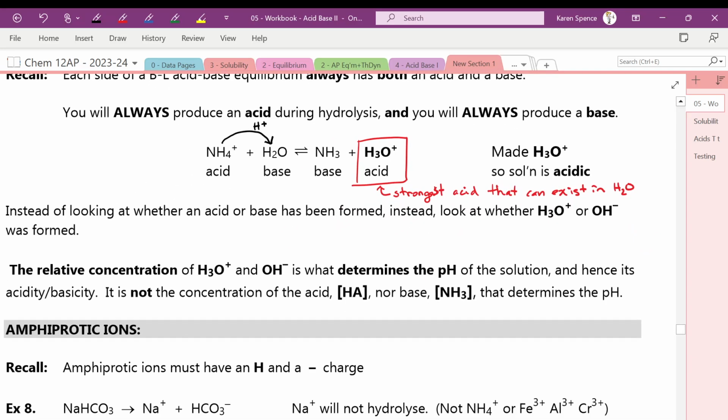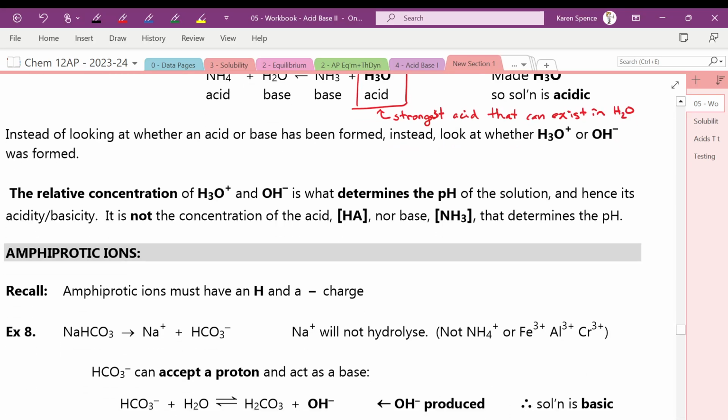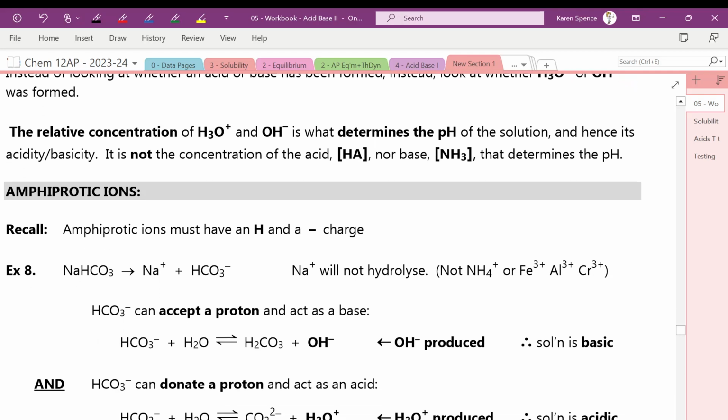Amphiprotic ions. We're going to start with amphiprotic ions. It'll be the same sort of procedure, and then we'll move on to both of them. Amphiprotic ions have to have an H, and they also have to have a negative charge.